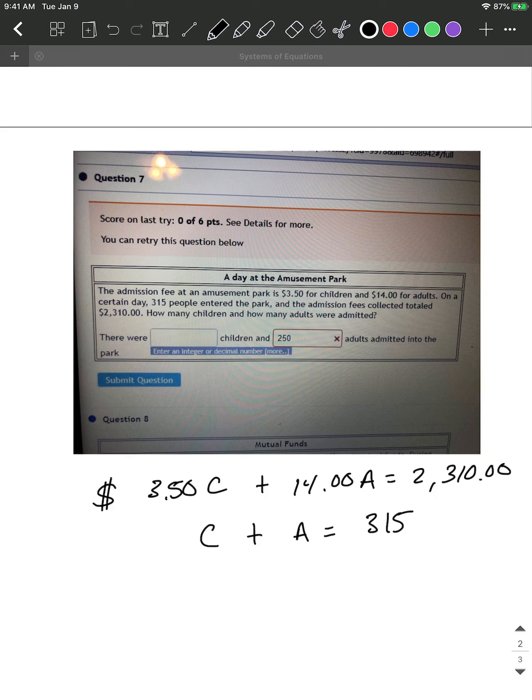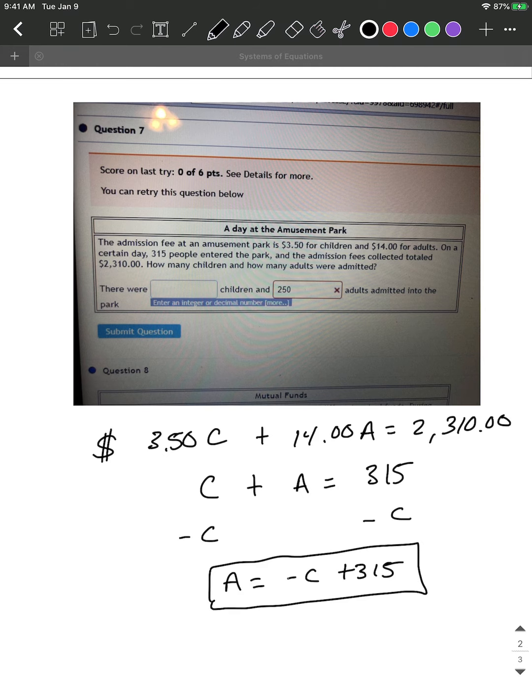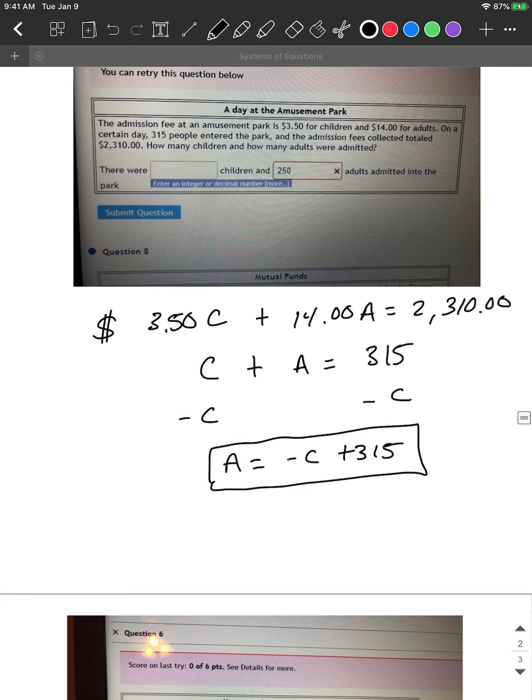So now with this method, I think overall maybe substitution may be the best bet. So I'll work with substitution on this one. What I'm going to do is subtract C, so I'll end up with A is equal to negative C plus 315. This is the equation we will be substituting back in. So that's what it will look like.